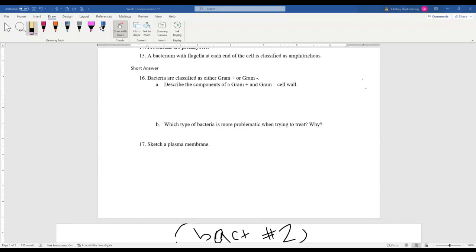Take about 10 more seconds. Just see what your brain remembers.